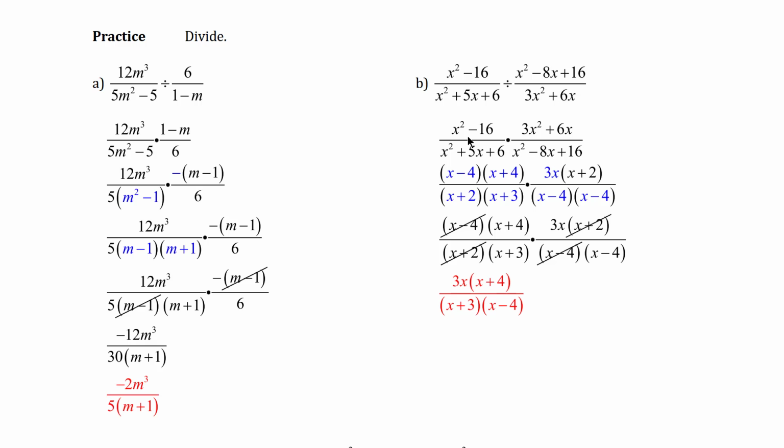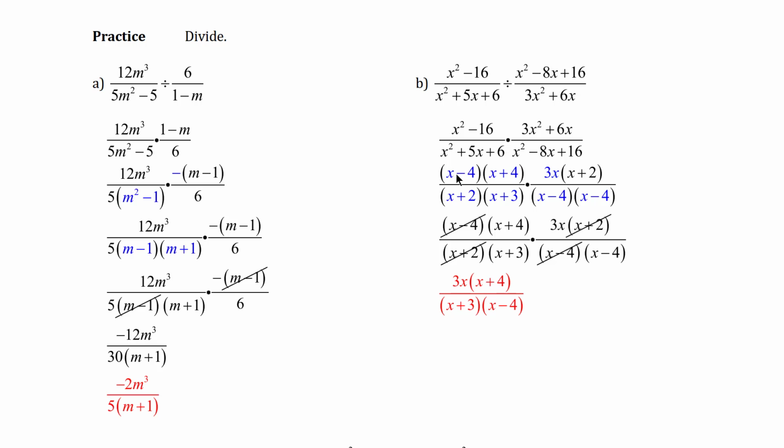Next, we factor the x squared minus 16 as a difference of squares. We could factor out a common factor of 3x from the 3x squared plus 6x. We could factor the x squared minus 8x plus 16 as a perfect square trinomial, and then we could factor the x squared plus 5x plus 6 using the x method.